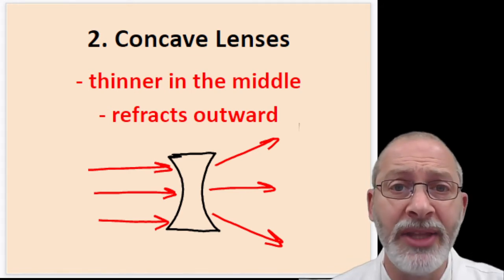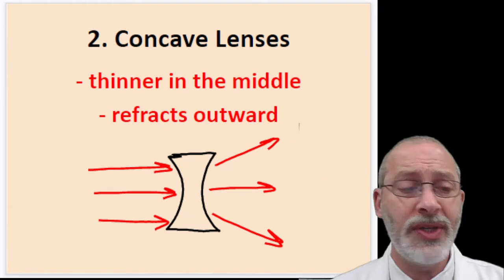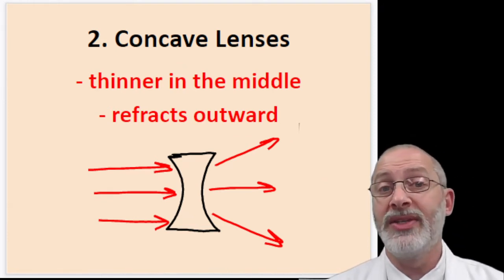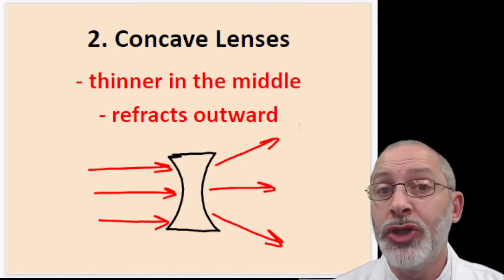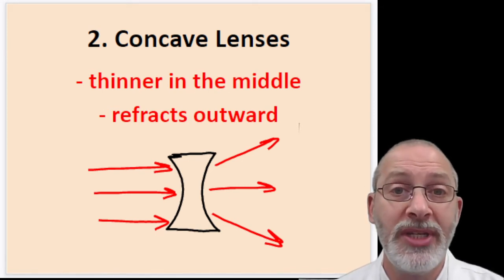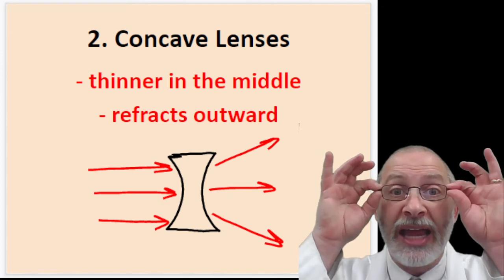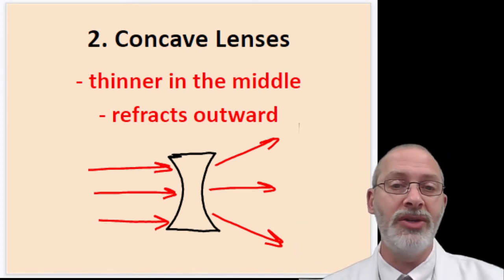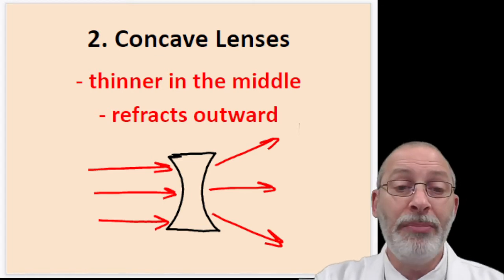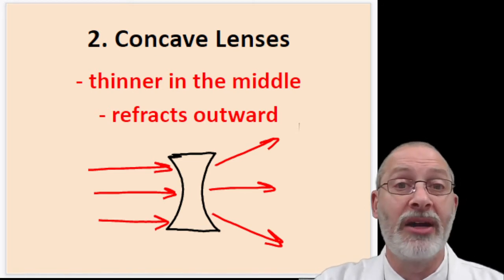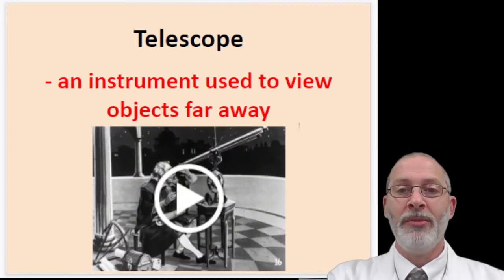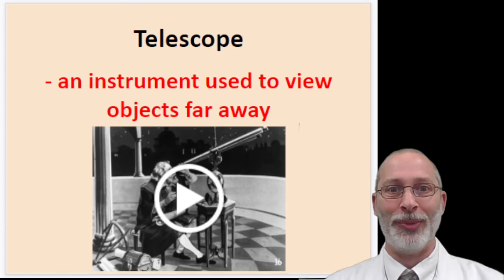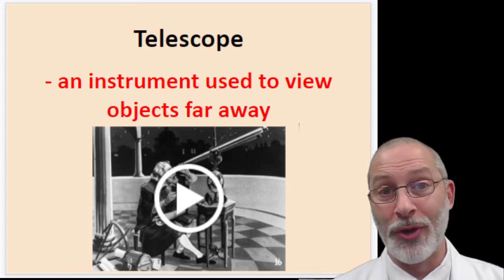Now, concave lenses have their uses as well. Both convex and concave lenses can be used in optical instruments like microscopes and telescopes and even eyeglasses. Depending upon whether you are farsighted or nearsighted, that will determine what type of lenses an eye doctor might use. But now let's put this knowledge into practice a little bit and talk about telescopes.